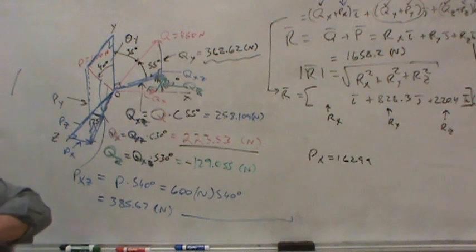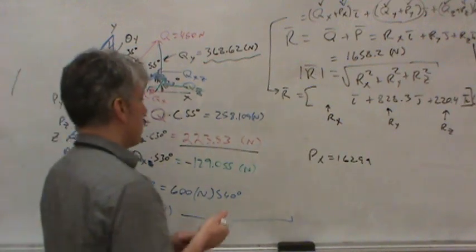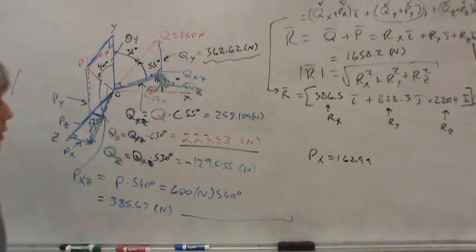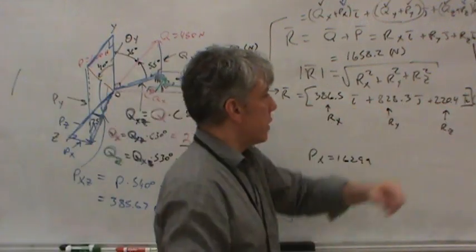It's about 163. Well, isn't that just 386.5? I'm thinking, right? Yeah, 386.5. So now let's try again. Let's take the square root of the sum of the squares with these and see what we get.